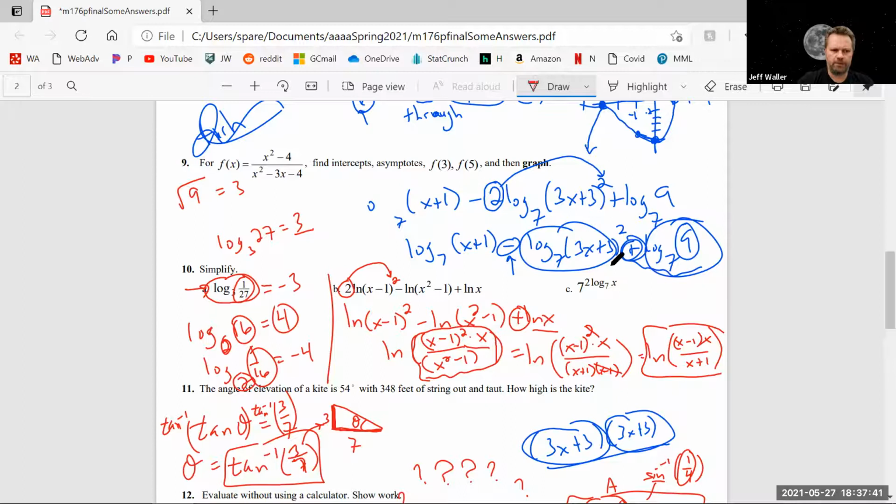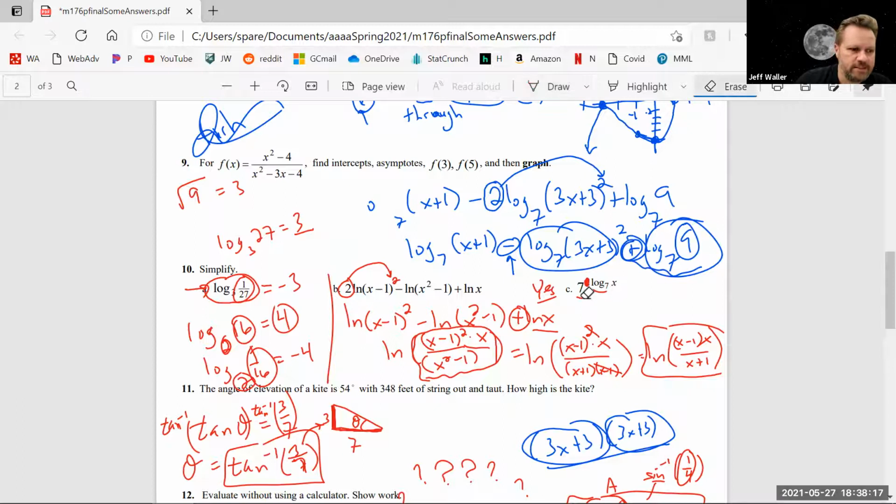Now, if this 2 wasn't here, is this an easy problem? The answer is yes. If that 2 wasn't there, what does the 7 and the log base 7 do with each other? They cancel, because it's 7 to the something, and the inverse of 7 to the something is log base 7. So of course they kill each other, just like a cube root and a cube kill each other. Inverse functions kill each other. That's what they want to do.